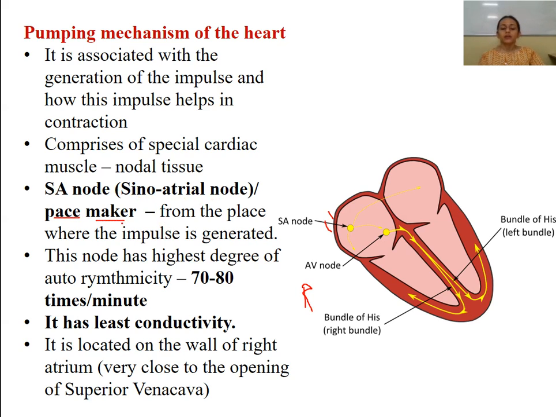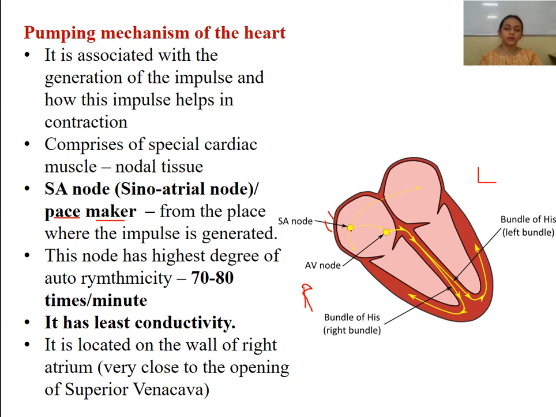Now what does this SA node do? From the place where the SA node is located on the heart, it generates impulse. When we speak about its location on the heart, it is located on the right atrium. If you recall the previous part, we spoke about how this is the right side and this is the left side of the heart, when we are drawing or studying the diagram. So this SA node is located at the right atrium of the heart.